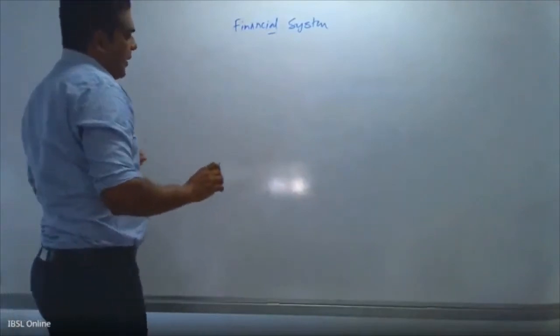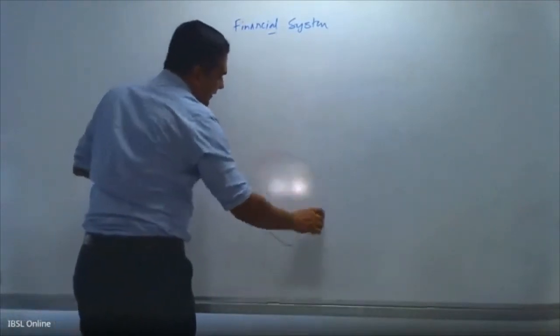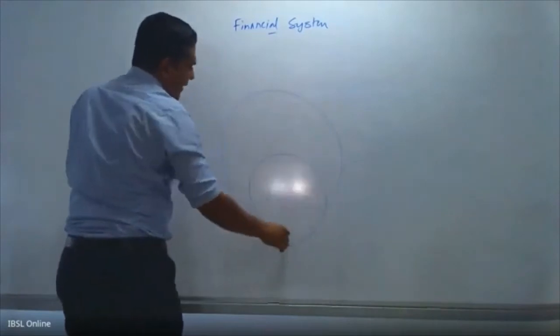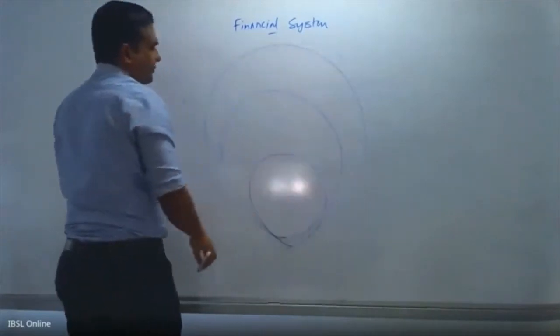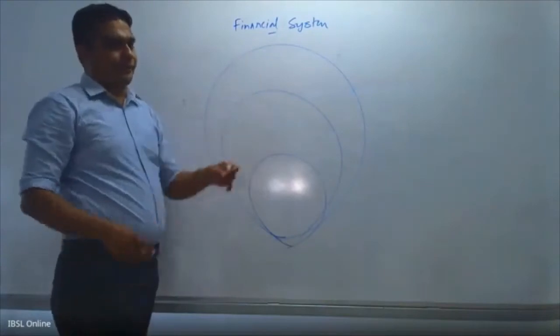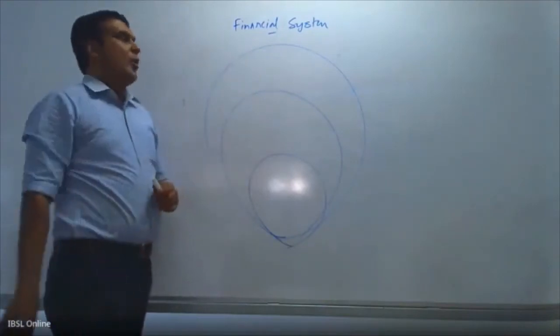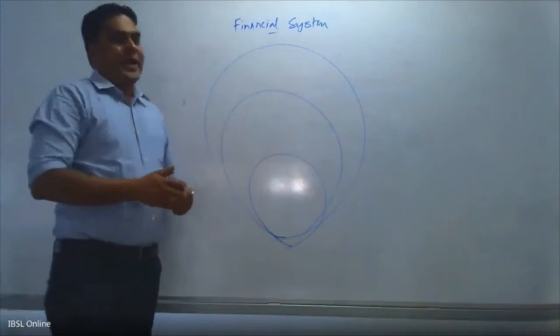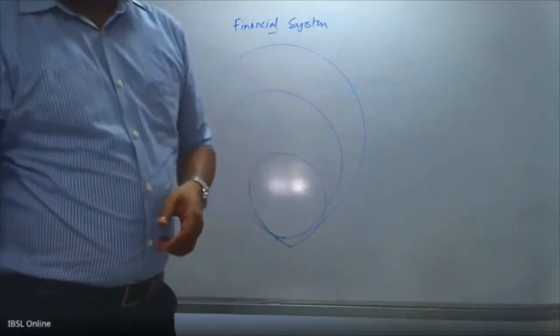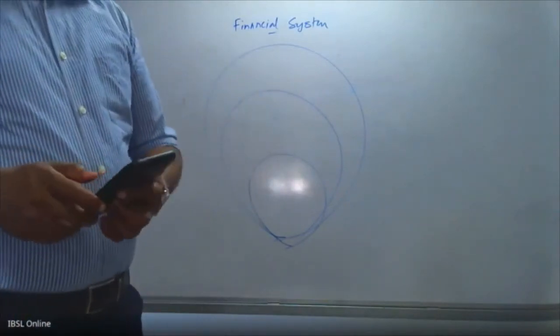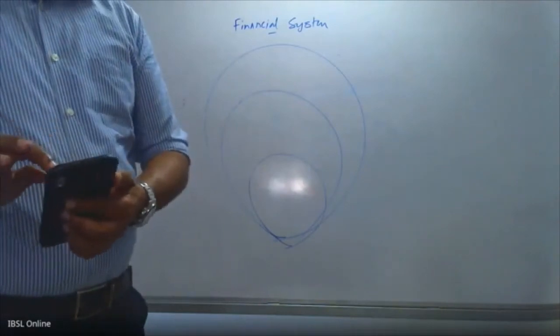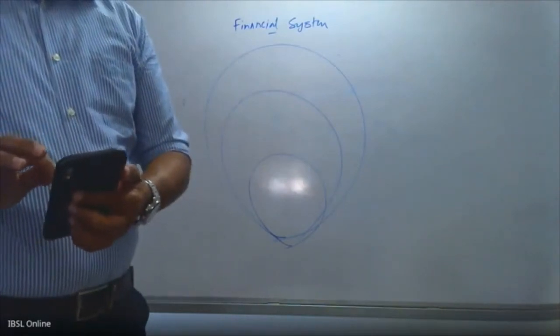If you want to diagrammatically present this, now this is a particular diagram. Normally this diagram we call the onion diagram. Please draw this like 3 layers. It's something like an onion diagram. The financial system is not like an onion, but I just want to show you different elements in the financial system. Please draw this.